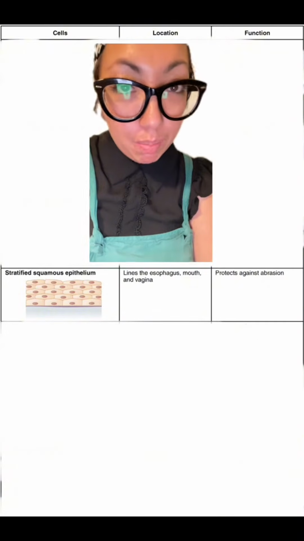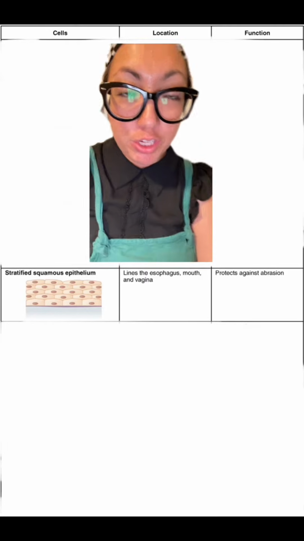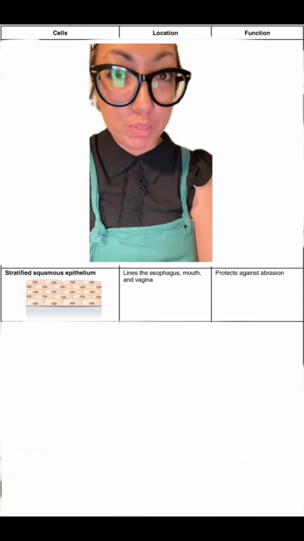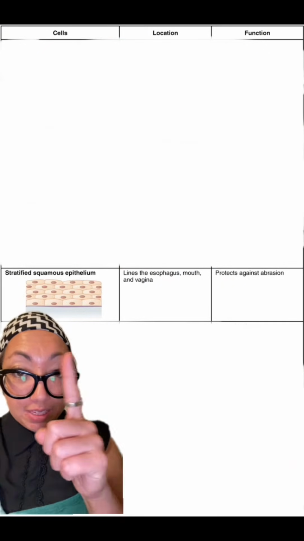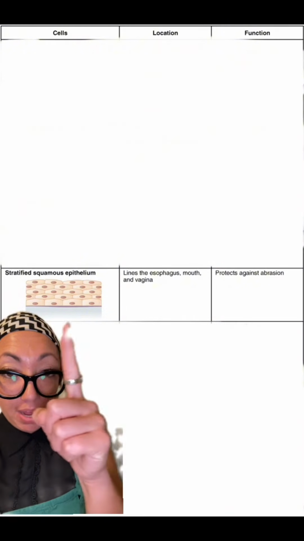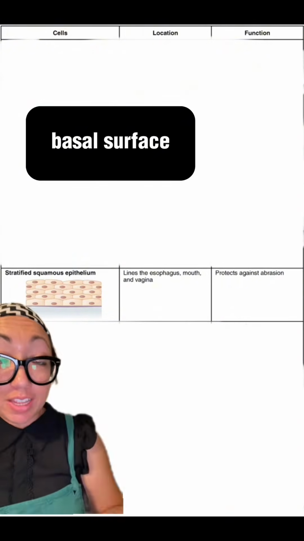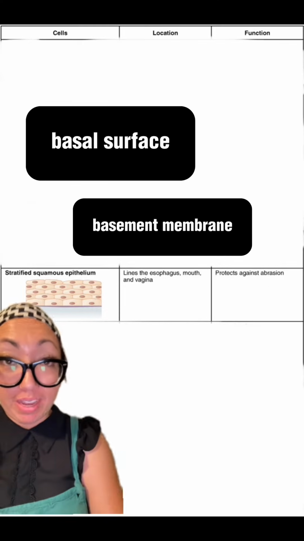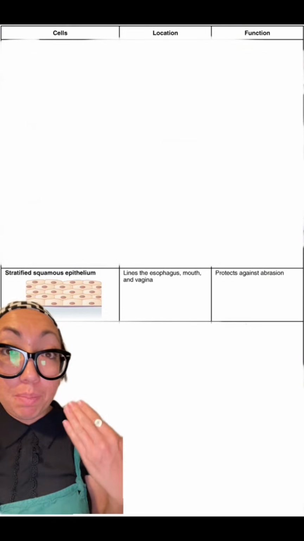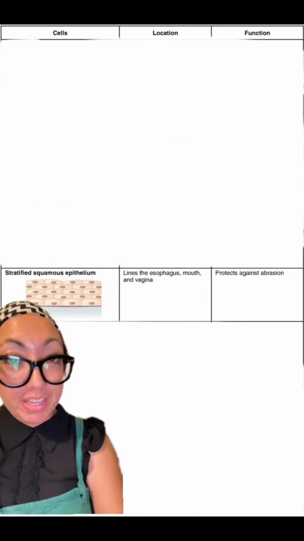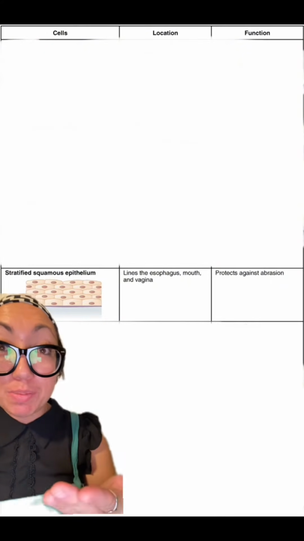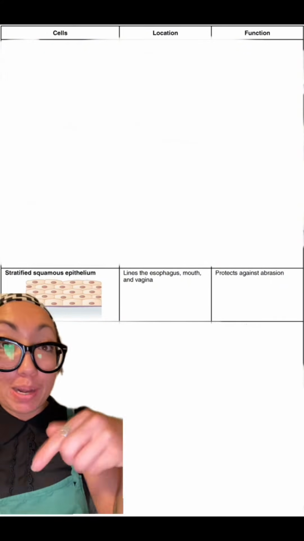Let me dive into a couple of specific parts of this tissue and also review some other terms you may see. See this part on the bottom? We call that the basal surface. This is where the basement membrane can be found. I think B for basal, B for basement. Also, basements are found at the bottom or underneath the house.